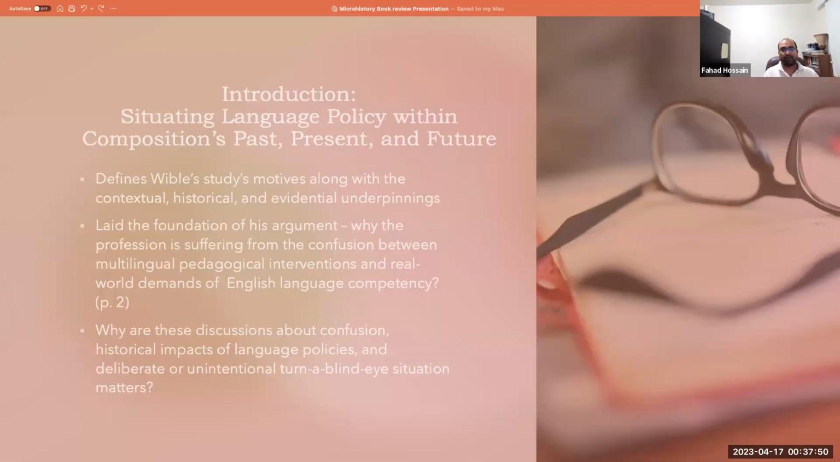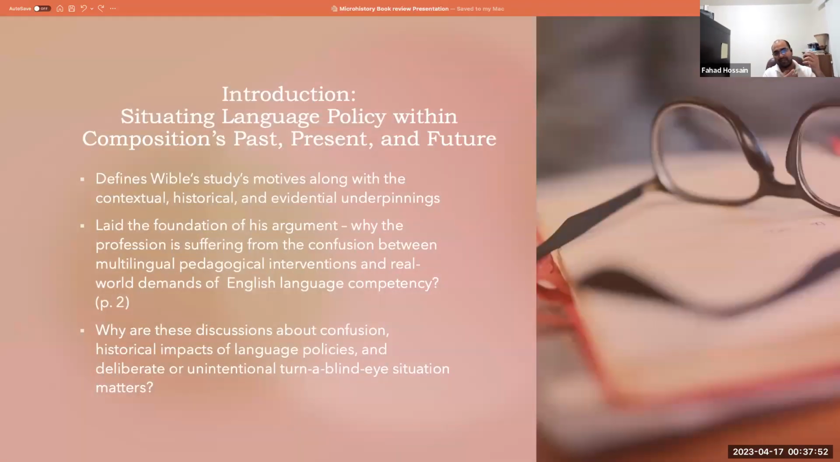Talking about the chapters, the first one, which is actually the introduction, situates language policy within composition's past, present, and future. It starts from the 1970s and ends in recent times. The introductory chapter defines Weibel's study motives along with the contextual, historical, and evidential underpinnings. And this introductory chapter lays the foundation of 2 major questions that helped formulate Weibel's argument.